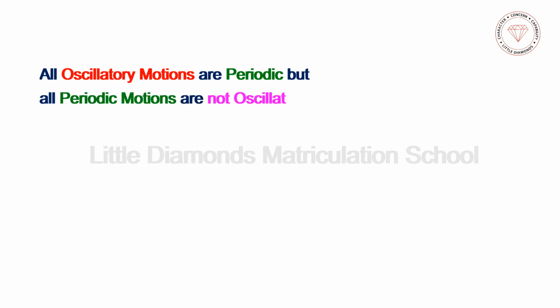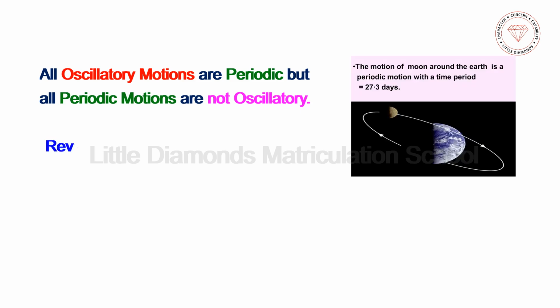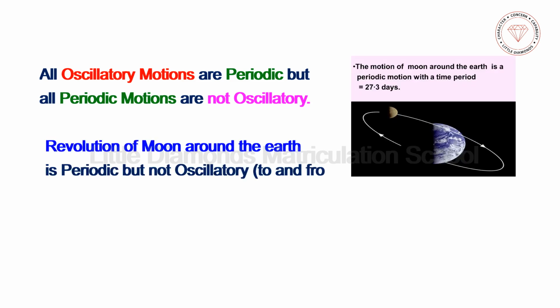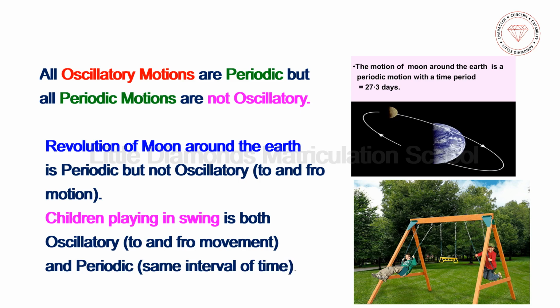All oscillatory motions are periodic, but all periodic motions are not oscillatory. The motion of pendulum is both oscillatory and periodic. Revolution of moon around the earth is periodic, but it is not oscillatory. Children playing in a swing is both oscillatory and periodic.